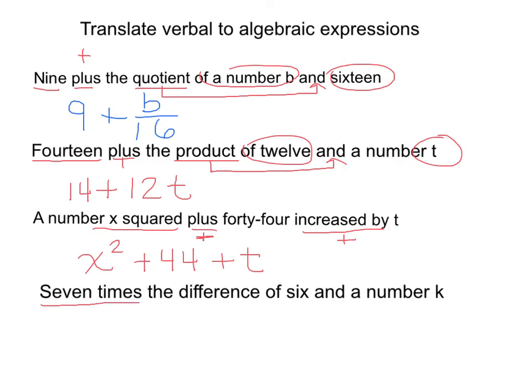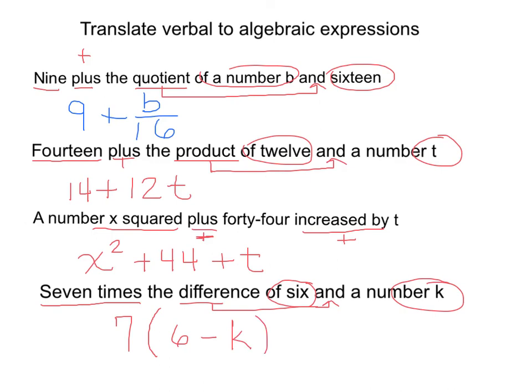So 7 times the difference. So I know that there's going to be a second operation following this, and I want to multiply the whole difference. So I'm actually going to use parentheses here. The difference is the math word. I'm looking for the and, which is right here. And this tells me the difference of 6 and my number k. So 6 minus k.